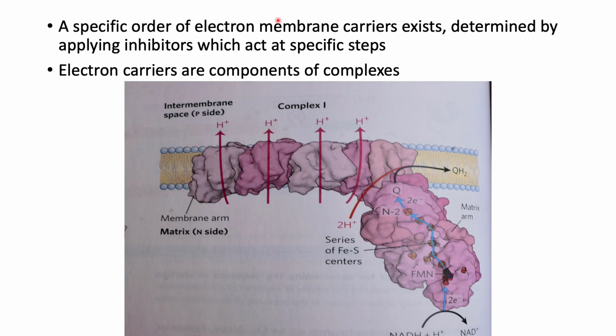A specific order of electron membrane carriers exists, and that's determined by applying inhibitors that act at specific steps, and these electron carriers are components of complexes. So you have the intermembrane space here, the matrix side over this end, and the membrane arm, and you get extrusion of protons as you go through the complexes. Here's a fully reduced quinone, and that will pick up protons as it goes through this pathway here, and through the matrix arm, and you get the NADH going back to NAD, and the protons are going through the quinone intermediate.